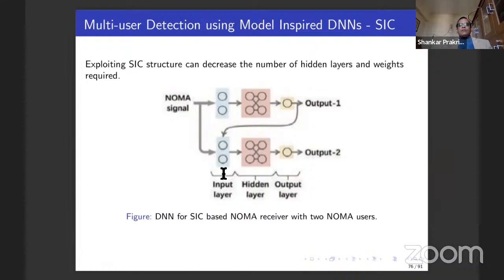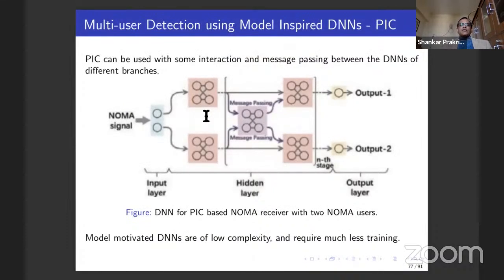I hope you're able to see that with non-orthogonal multiple access, you can do multi-user detection, or you can have receivers that are based on DNNs. Similarly, here is a structure based on the parallel interference cancellation technique. You have the weighted sum of symbols, then the input layer, then different branches here, and you have message passing between the branches. By having message passing between the branches, you're basically able to perform parallel interference cancellation, right?